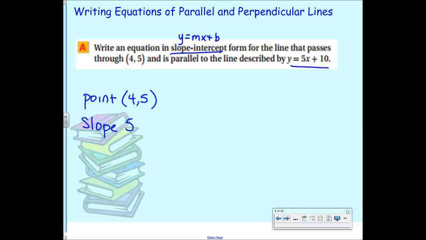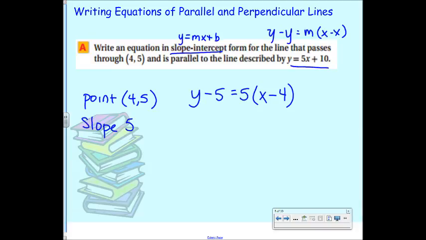All right, so I'm going to put it into that. So I've got y minus what? Minus 5 equals 5, and then x minus 4. Okay, so y minus 5 equals 5, x minus 4. Then all I need to do to get it into slope-intercept is get y by itself. So what do I do there? Solve it. Distribute the 5.